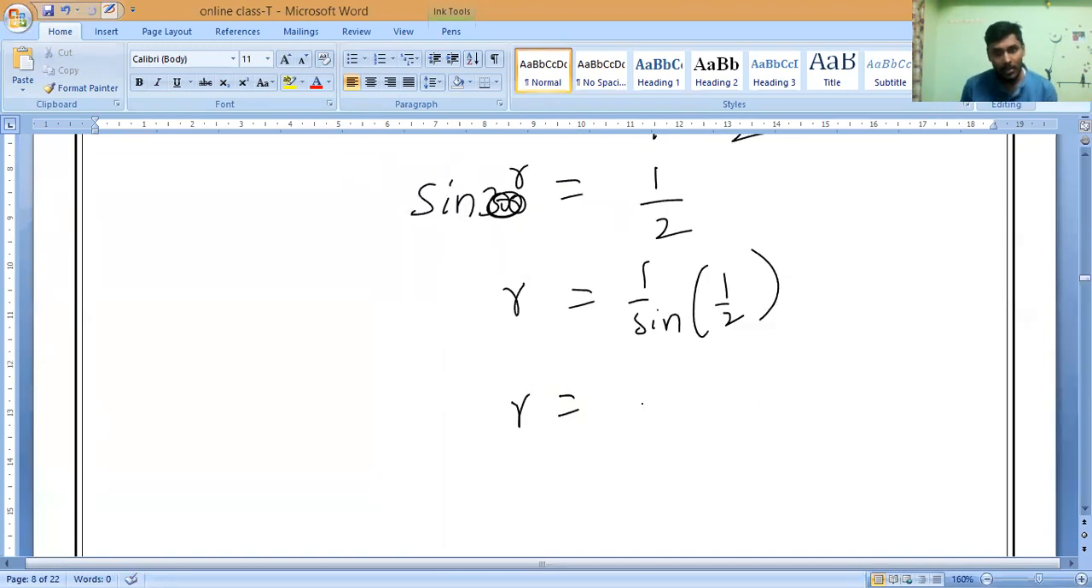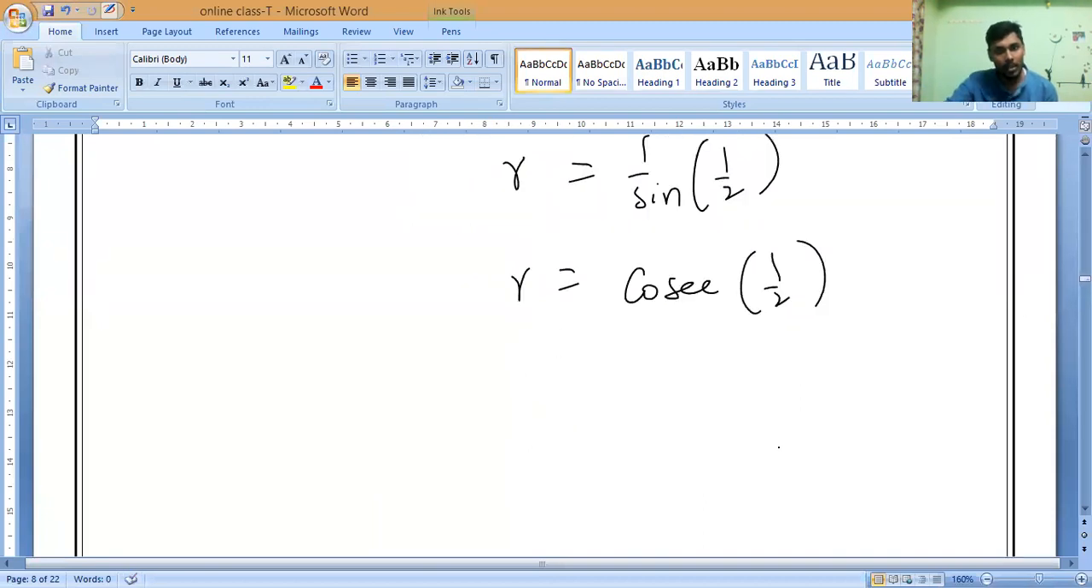So r is equal to 1 by sin. How can I write, guys? r is equal to cosecant 1 by 2. Is it yes or no? Cosecant 1 by 2, where will it come, guys? Please check it.